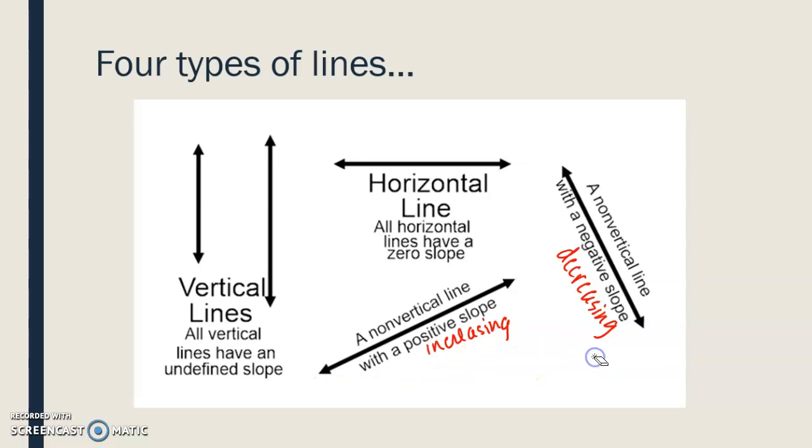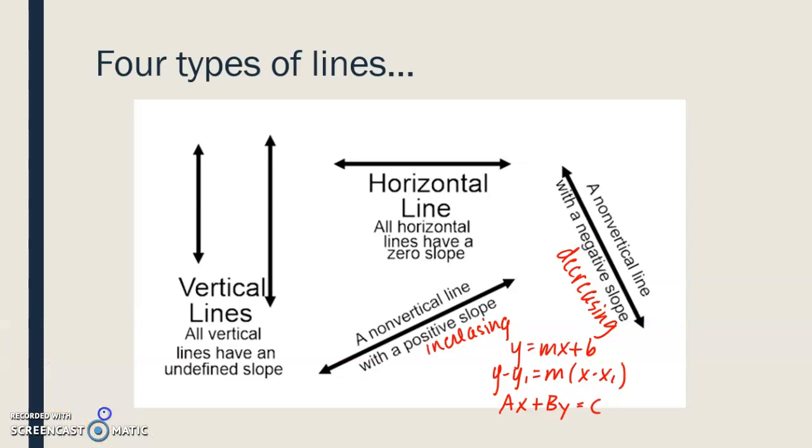What are the equations for these lines? We've studied 3 of them. y equals mx plus b, slope-intercept form. y minus y1 equals m times x minus x1, point-slope form. Or ax plus by equals c, standard form.